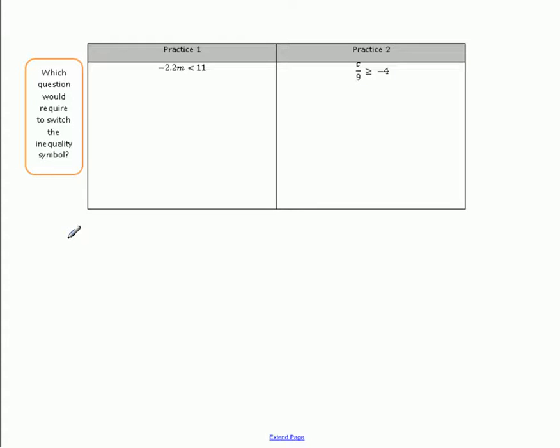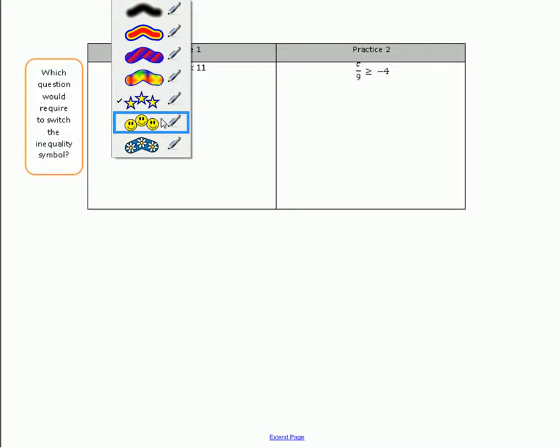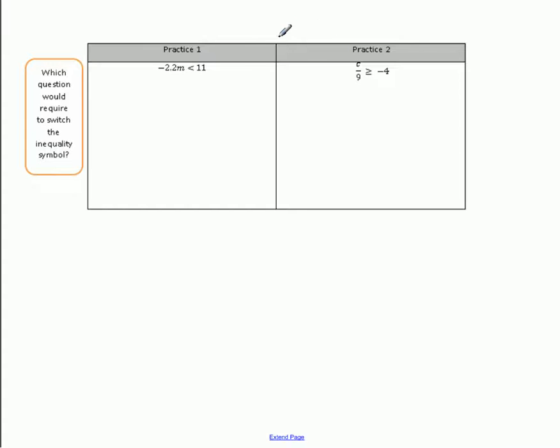You don't have to solve them, just got to figure out which one it is. So take a few minutes. You might have to do some work just to kind of get an idea. Start each problem. You don't have to finish it, but just start it and see which one you would have to switch the symbol for. Pause the video, come back, and we're going to go over it. All right, if you picked number 2, that's not right. It's actually number 1.